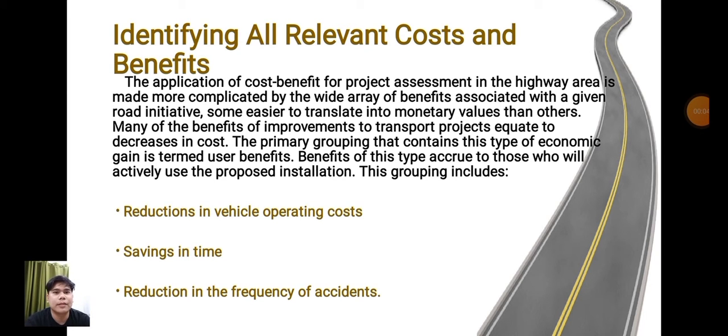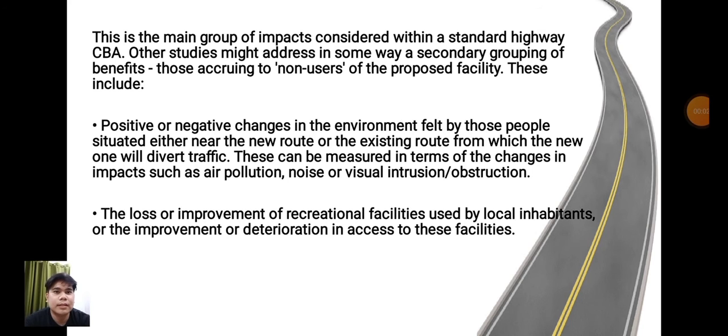Identifying all relevant costs and benefits. The application of cost benefit analysis for project assessment in the highway area is made more complicated by the wide array of benefits associated with a given road initiative, some more easily translated into monetary values than others. Many of the benefits of improvements to transport projects equate to a decrease in cost. The primary grouping that contains this type of economic gains is termed user benefits. Benefits of this type occur to those who will actively use the proposed installation. This grouping includes reduction in vehicle operating costs, savings in time, and reduction in the frequency of accidents. This is the main group of impacts considered within a standard highway CBA.